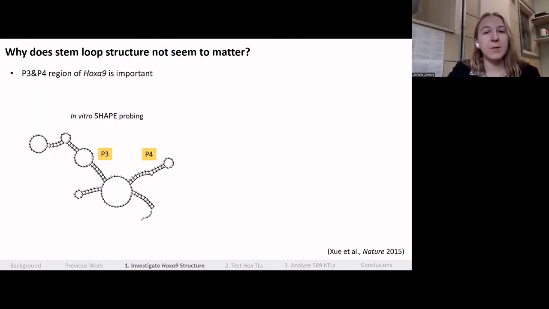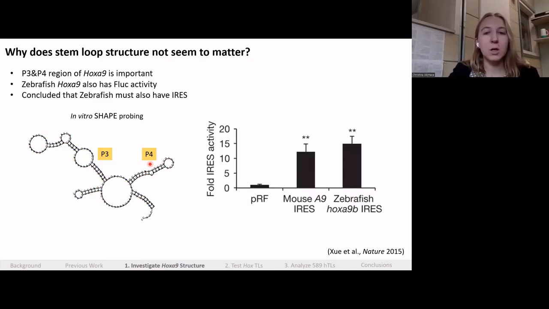We looked back at their original paper and identified the structure of the HOXA9 transcript leader. They originally used SHAPE probing and found that this P3 and P4 region was important for bicistronic reporter activity. They also concluded that the IRES must be conserved because the zebrafish HOXA9 transcript leader, shown here, also seemed to drive FLuc expression in bicistronic reporter assays.